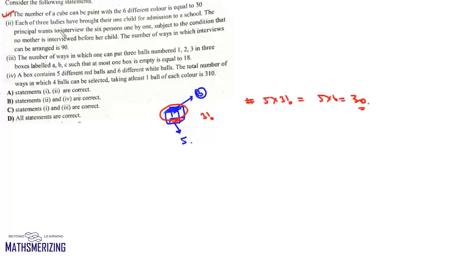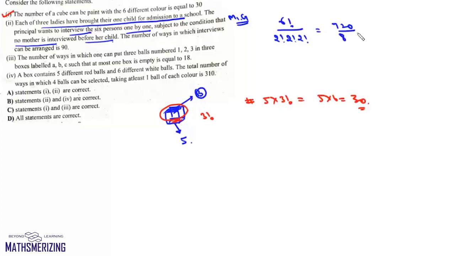Now the second statement is: each of the 3 ladies has brought 1 child for admission to a school, and the principal wants to interview the 6 persons one by one, subject to the condition that no mother is interviewed before her child. The total number of arrangements is factorial 6. Now the first mother should not be interviewed before her child, so it should be divided by factorial 2. Again for the second mother it will be factorial 2, and for the third mother also factorial 2. So that is 720 divided by 8, which is simply 90. That means this option 2 is also correct.